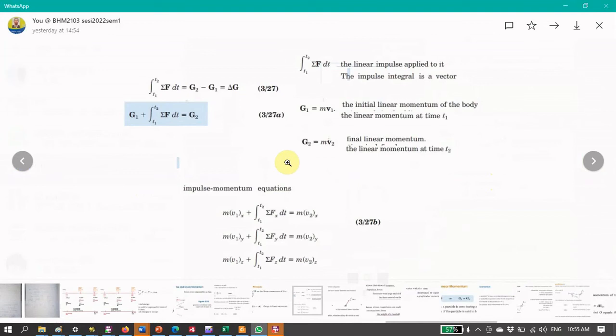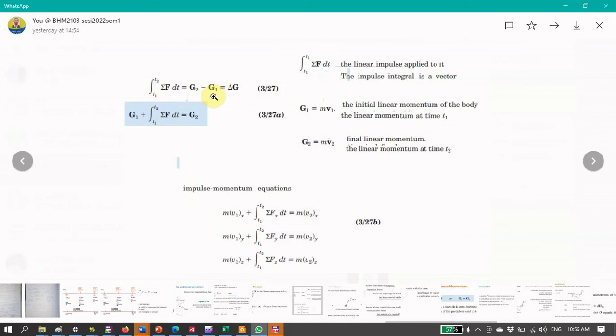Now I'm going to the equation. After we do the integration, we have equation 3.27. We have what we call the linear impulse applied to the body, or we just call it the impulse integral, which is equal to the final linear momentum of the body minus the initial linear momentum of the body.